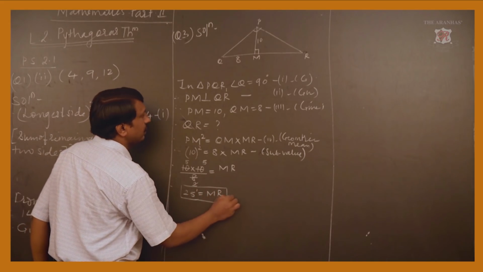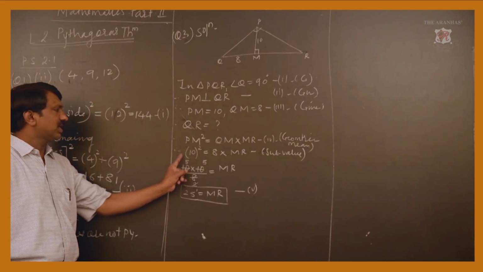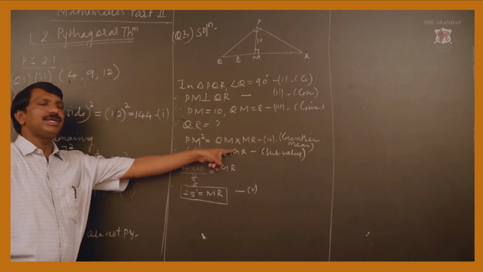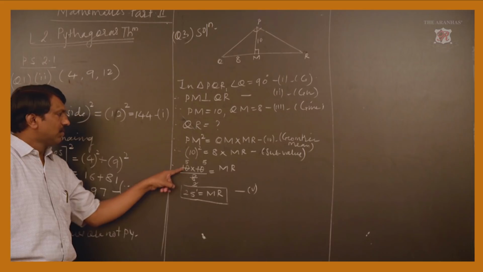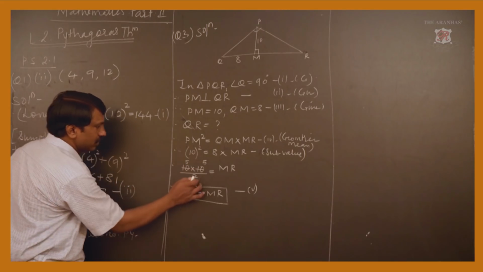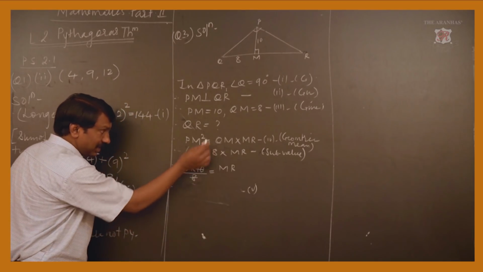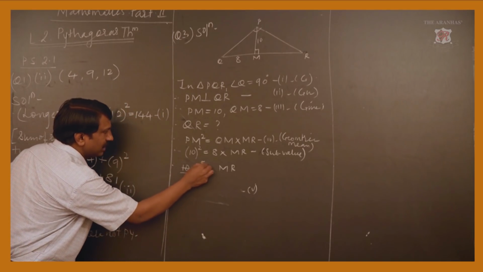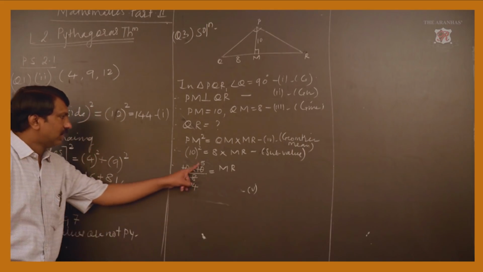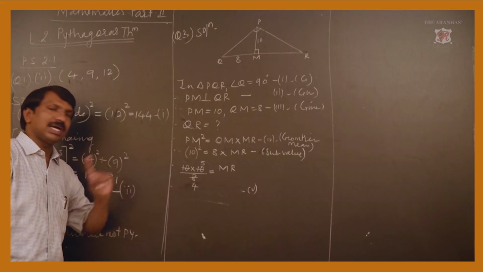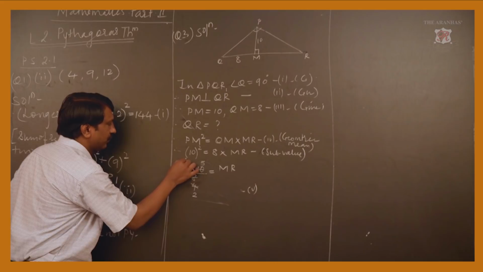This is the fifth one. What we did: 10 square means 10 into 10 equals 8 into MR, so we divide 10 into 10 upon 8. Sorry for the calculation, one minute, sorry, we did that in a hurry. So 2 5s are 10, 2 4s are 8, and then again 2 2s are 4, 2 5s are 10.